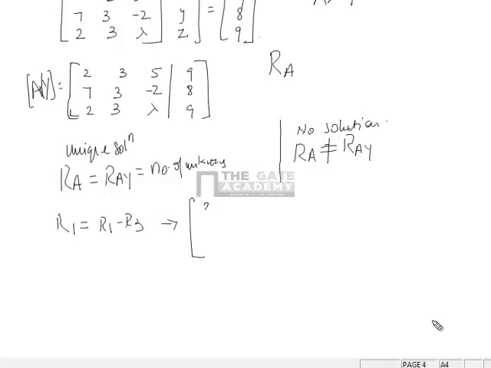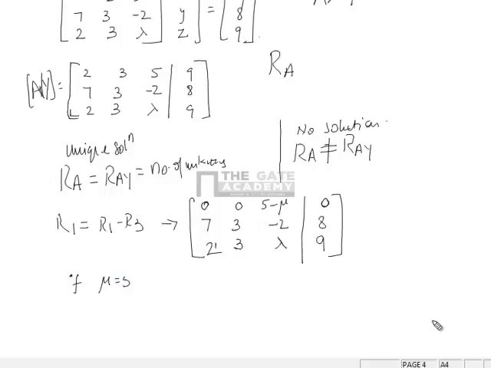I will get 2 minus 2, 0, 3 minus 3, 0, 5 minus mu, 9 minus 9 will be 0, then 7, 3 minus 2, 8, 2, 3, lambda, 9. Correct? Now what is the meaning of this?